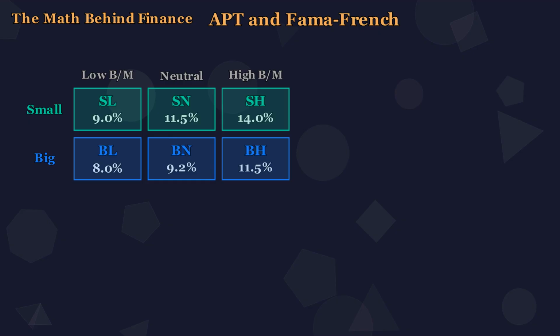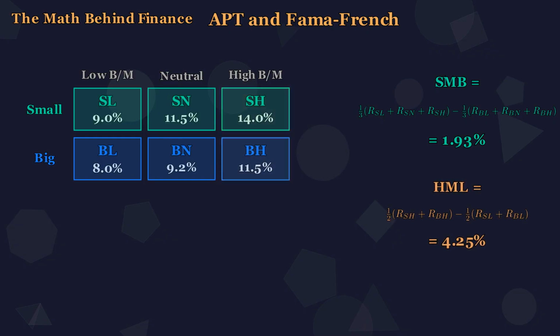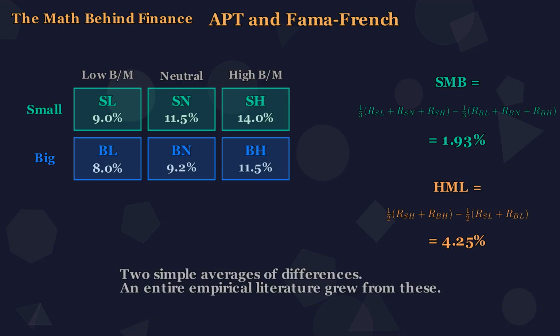Now the factors. Small minus big is the average of the 3 small portfolios minus the average of the 3 big. High minus low is the average of the 2 high book-to-market portfolios minus the average of the two low. Two simple averages of differences. And from these two numbers, an entire empirical literature grew.